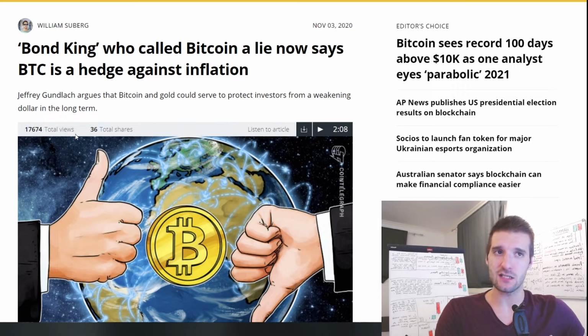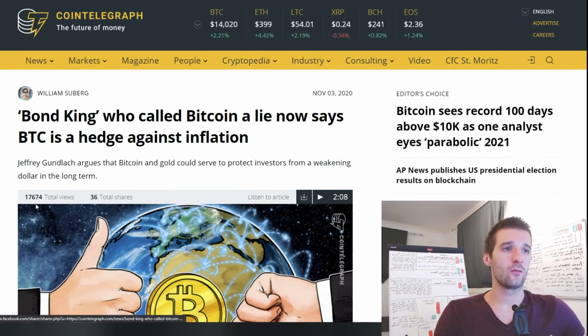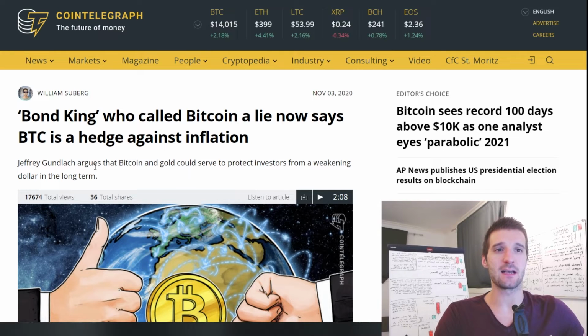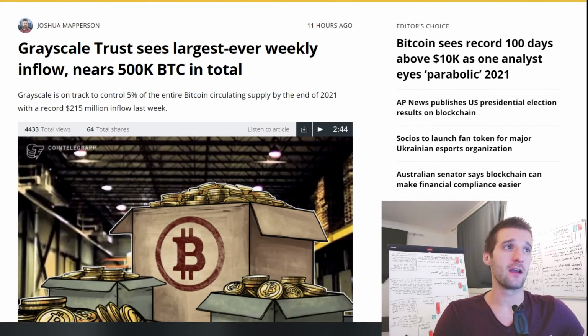Over here, one interesting news: Bond King, who called Bitcoin a lie, now says BTC is a hedge against inflation. No, really. Jeffrey Gundlach argues that Bitcoin and gold could serve to protect investors from a weakening dollar in the long term. We're definitely not going to go through the whole news. I'm just mentioning this to tell you, as you can see, many bigger people on the bigger picture are slowly getting on our side, on the Bitcoin side, because they can see how the dollar is depreciating and how the dollar is killing our wealth.